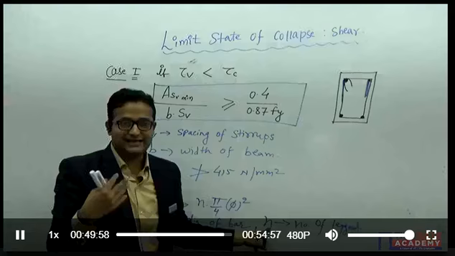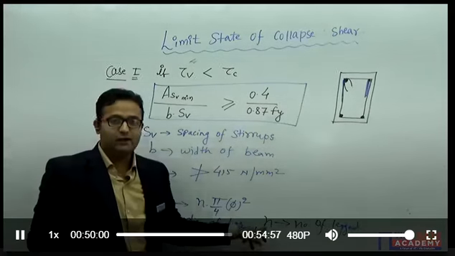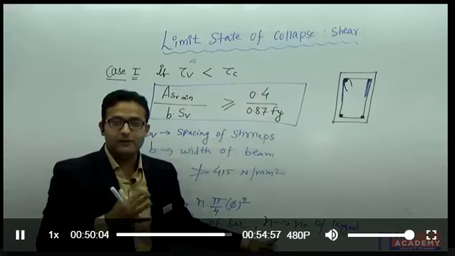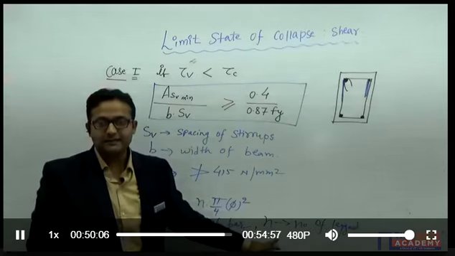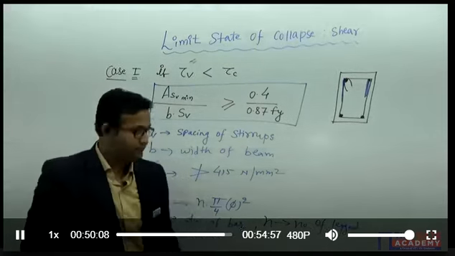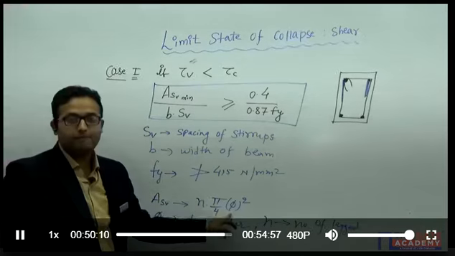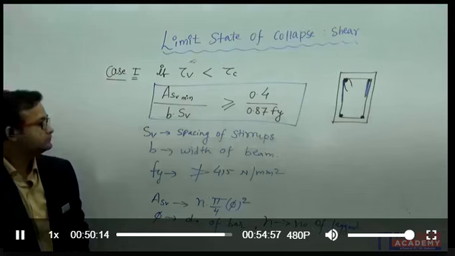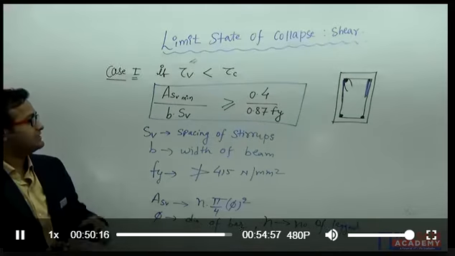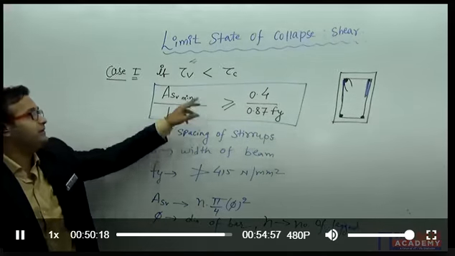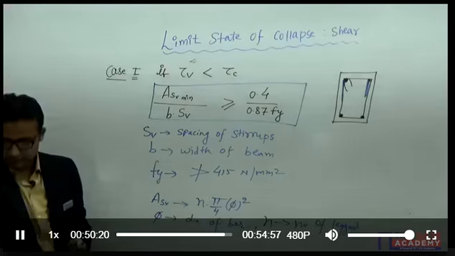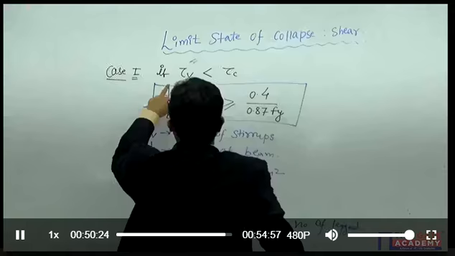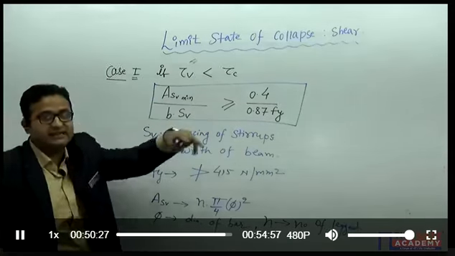If I am providing 6 legged stirrups, the value of N will be 6. If I am providing 4 legged stirrups, the value of N will be 4. So that depends on the number of legs. Phi is the diameter of bar. So this is the minimum shear stirrups, ASV minimum. This I provide if I face this type of condition, tau v is less than tau c.